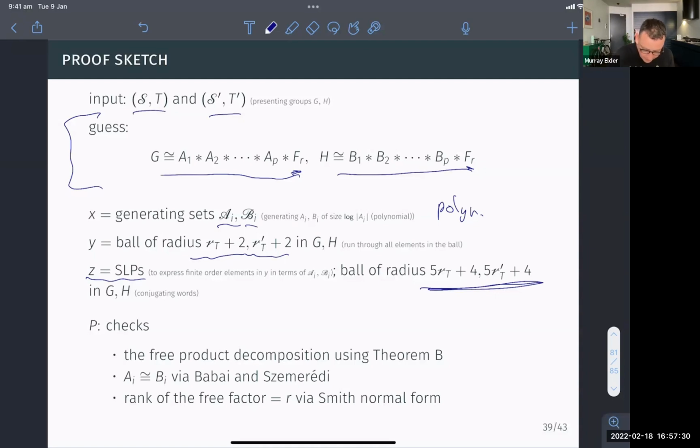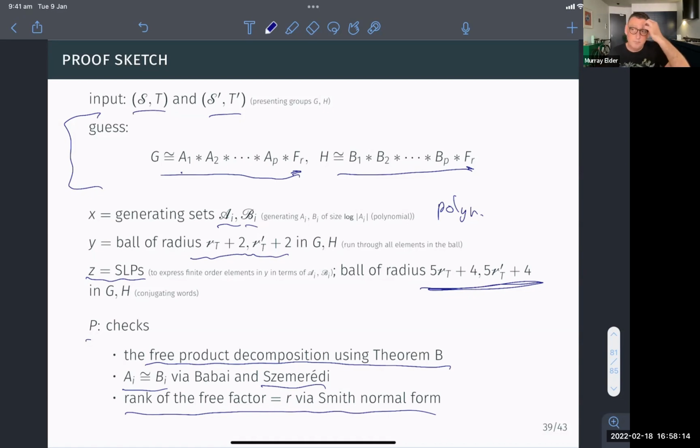And so once we do that, then the predicate P checks the free product decomposition using theorem B. So it checks that maximal finite subgroups are all where they're supposed to be. And then we've got generating sets for finite groups, AI and BI, and Babai and that name have an algorithm with straight line programs that tell us how to check isomorphism for finite groups. And then finally, the easiest bit actually is to figure out the rank of the free factor using Smith normal form from linear algebra. You just take the abelianization of the groups and you can work out the R. So that's what's happening there.